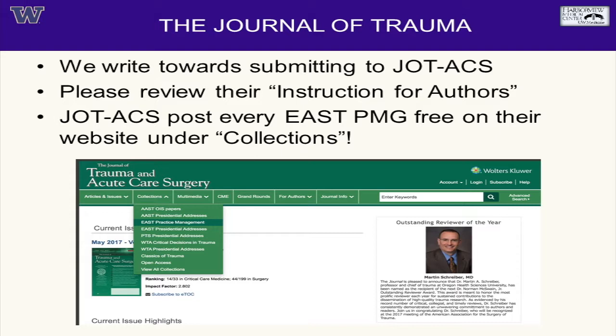The relationship with the Journal of Trauma is so strong that every East PMG that is published, they actually put on their web page for free under the collections section. You can see that down tab there at the lower portion of the slide. And that's really important for multiple factors, but the one I think is a little bit self-serving is that when East wants to do an online journal club, or some sort of online education, nobody has to pay for the PMG. No one has to download the PMG from PubMed through their academic institution, but instead we can direct them to the web page, and it's accessible to anybody in the world. So that really gives us a lot of visibility for people as they take care of the injured patient.